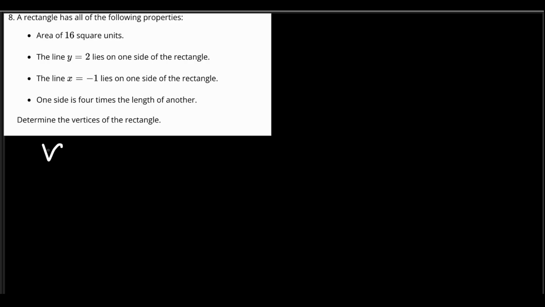We know that this is a rectangle. Oh, that looks like a V. Okay. This is a rectangle. And this one's area is equal to 16 square units. And the formula for the area of a rectangle is area equals length times width, or LW.